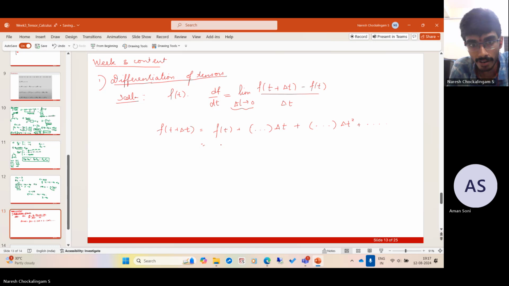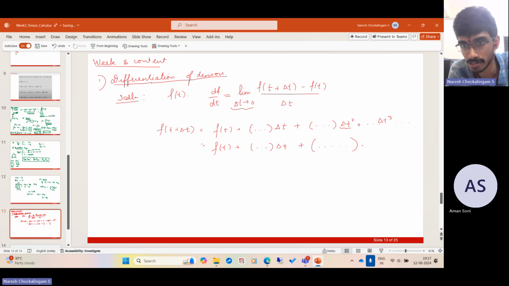Now you further write this as f of t plus a certain quantity multiplied by delta t plus a large number of terms which all have delta t square in common, because the other terms are delta t cube and so on, right? So you can take delta t square commonly. Now divide the entire expression. So here delta t is not 0. It is delta t greater than 0. Yeah, we have still not taken the limit.